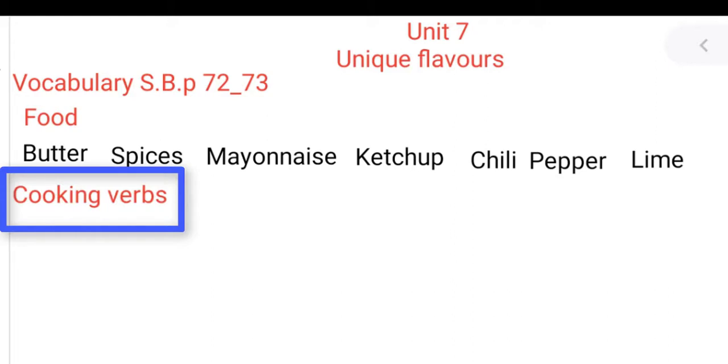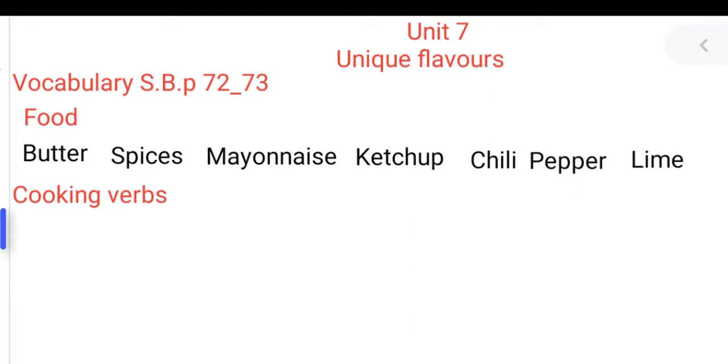The next group are some cooking verbs. I mean, some verbs that we use when we talk about cooking, and they are about 5 verbs. I think most of you remember them: add, bake, cut, fry, and mix.